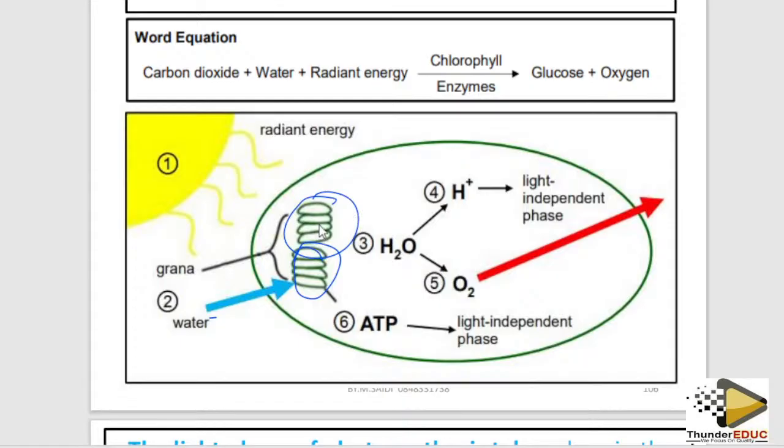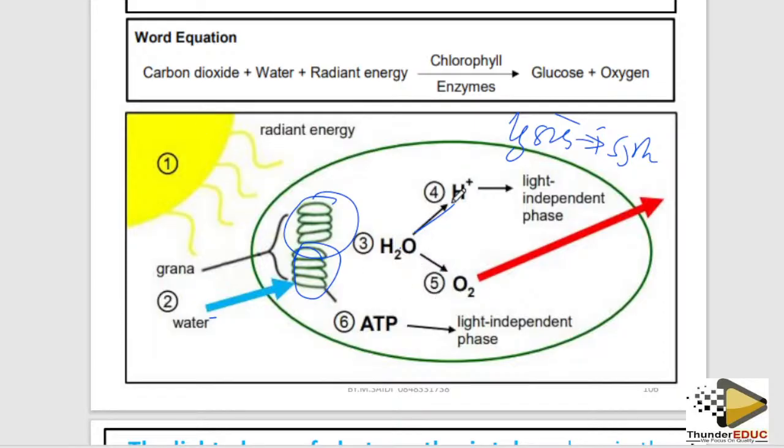The function of the light phase: when the light strikes the water molecule, it splits it into two. How do we call that in science? Photolysis. Splitting the water molecule using light. Photo, light, lysis. Lysis, when you say lysis in science, means splitting. We call it photolysis.